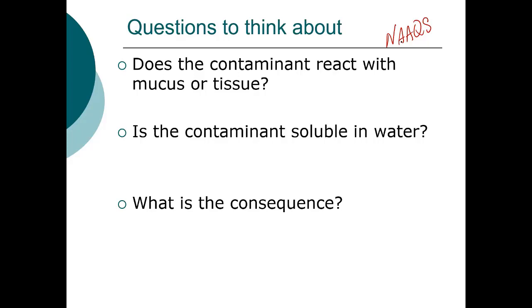So typically for chemicals that are very reactive, they're going to react in the upper airway or the upper respiratory system. They're less likely to get into the blood because they're reacting. Now they're going to cause damage. It's not that they're not going to cause damage. It just means that they're not likely to get into the bloodstream. The other thing to think about is the contaminant soluble in water?